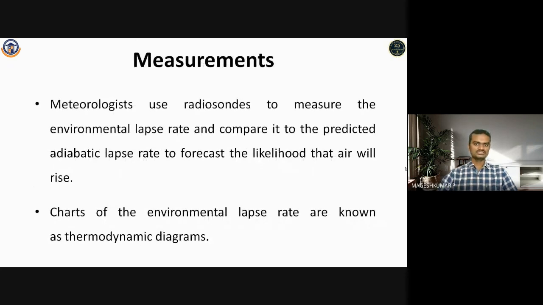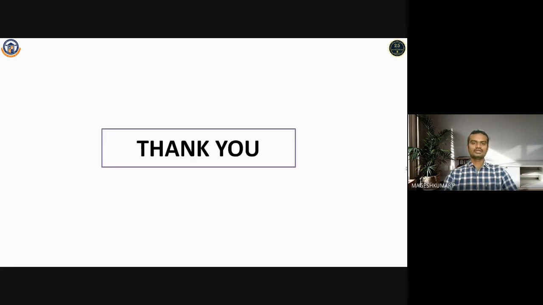And how do meteorologists measure this lapse rate? They use radiosondes to measure the environmental lapse rate and compare it to the predicted adiabatic lapse rate to forecast the likelihood that air will rise and form clouds, and that precipitation will occur. The charts of environmental lapse rate are known as thermodynamic diagrams or tephigrams, which I showed you a couple of slides back. That is all for this video. Thank you.